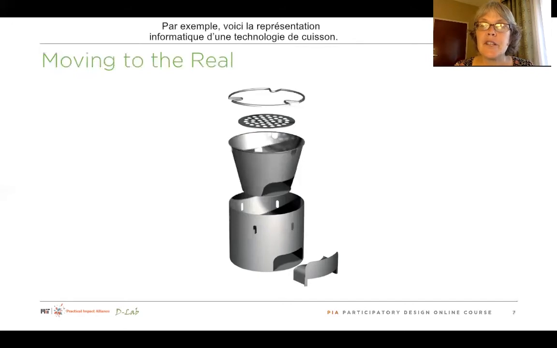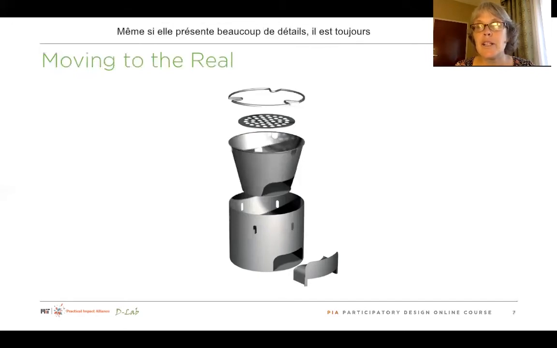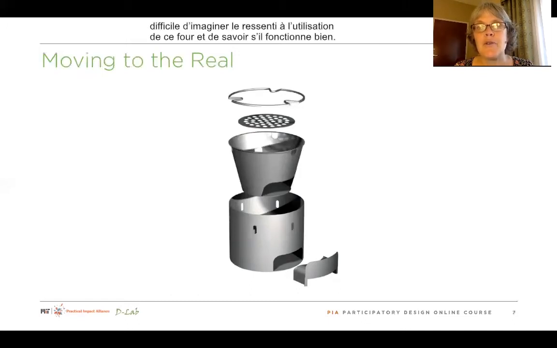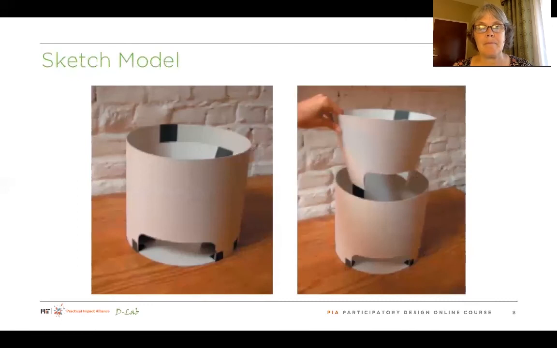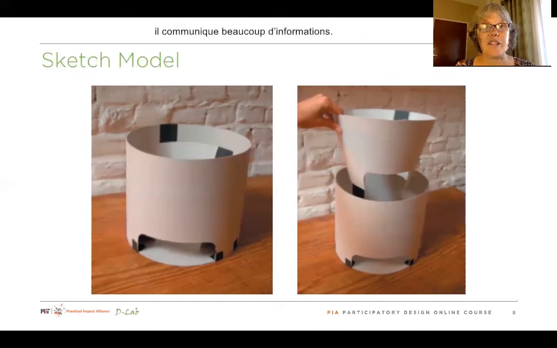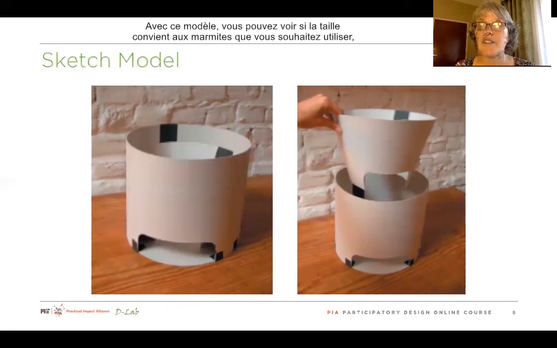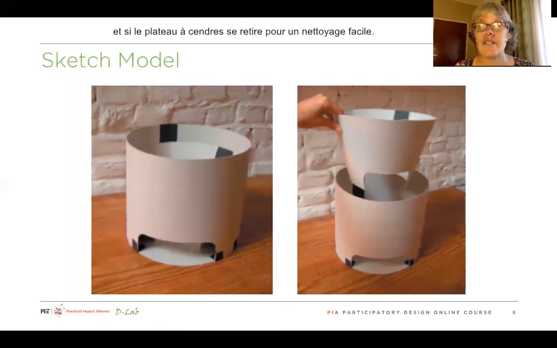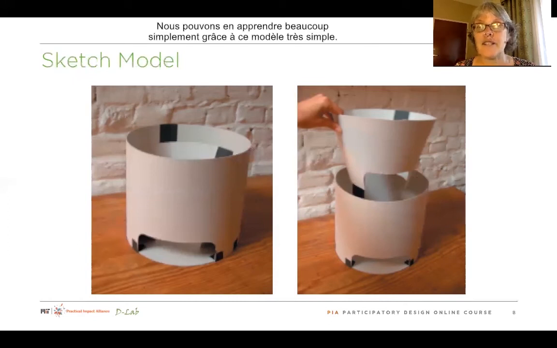For example, here's a computer rendition of a cook stove, and while it shows a lot of detail, it's still hard to imagine how it would feel to use this stove and to see how well it works. This is a sketch model of the stove, and even though it's very simple, using just a couple pieces of cardboard and some duct tape, it conveys a wealth of information. With this model, you could see if it's the right size for the pots you want to use, if it is the right height to be comfortable, if the handles are easy to use, if you can take the ashtray out for easy cleaning. We can learn a lot from just this very simple model.